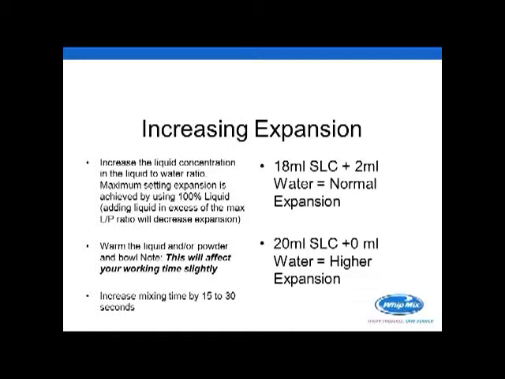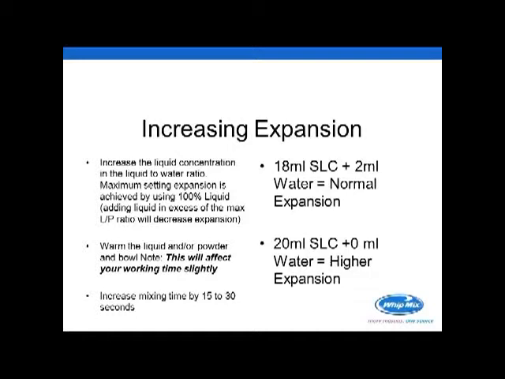That's the one that you like. But you realize that something's fitting a little too tight and you need to increase the expansion. So you would step up. Here's the example, 20 milliliters of the special liquid concentrate with no water added. This will give you higher expansion. Now, during this process, you want to keep the same total liquid to powder ratio. Don't change that. All right? Now, also to increase expansion, you can warm the liquid or the powder and the bowl, and this will affect your working time slightly, of course.